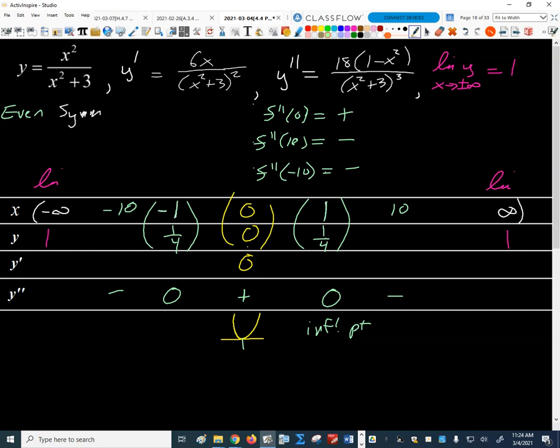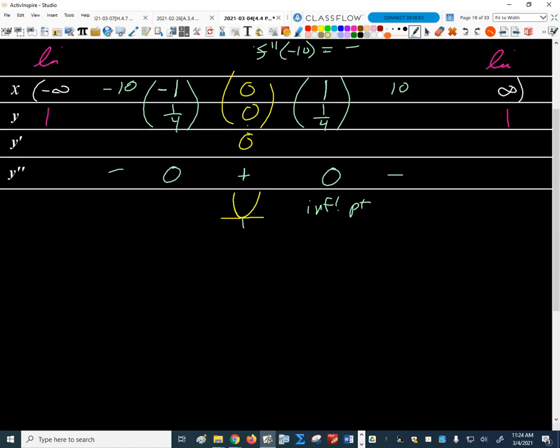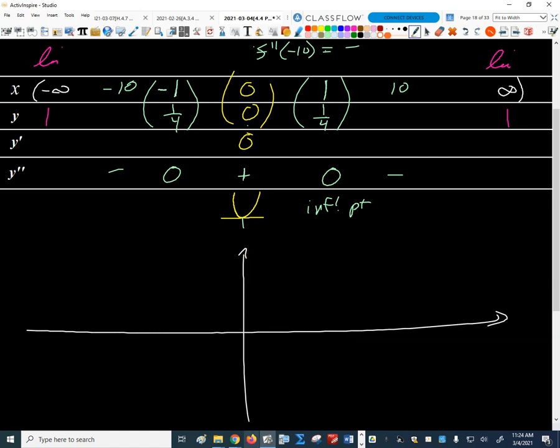All right. So what's this thing look like then? Well, at 0, 0, we know we have a minimum. Over here at 1, 1/4, we have an inflection point. So we'll just say that's 1/4. And we have a horizontal asymptote at 1. So we'll make that 1, and that's 1/4.